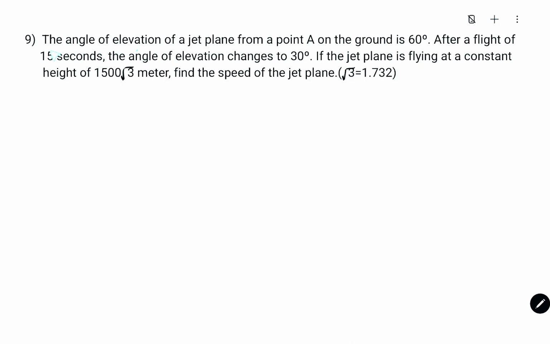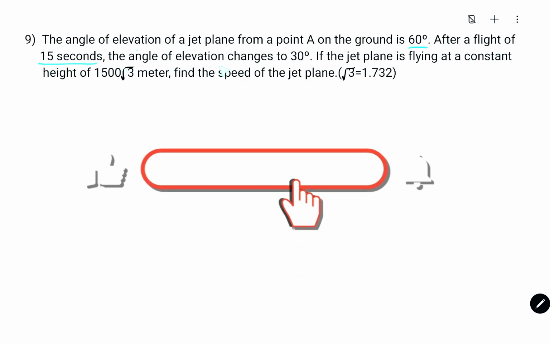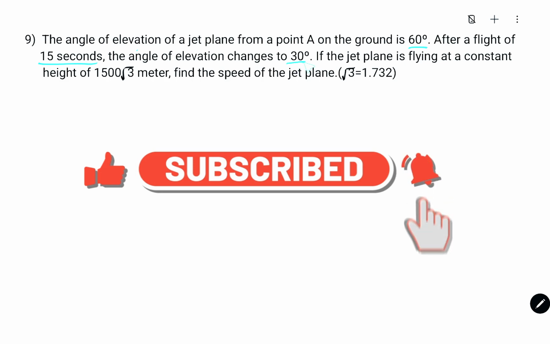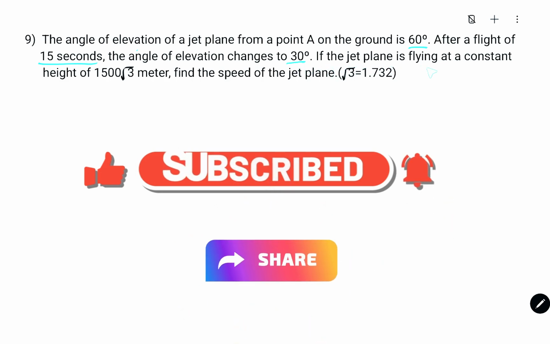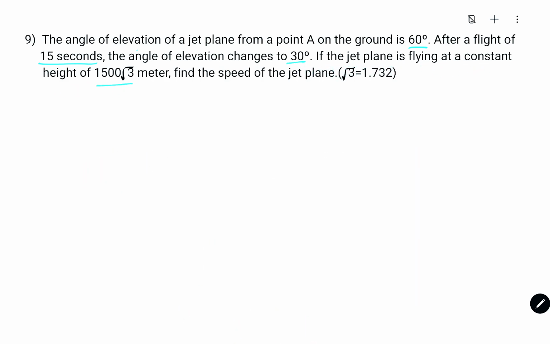Ninth question. The angle of elevation of a jet plane from a point on the ground is 60 degrees. After a flight of 15 seconds, the angle of elevation changes to 30 degrees. If the jet plane is flying at a constant height of 1500 root 3 meters, find the speed of the jet plane. Here the root 3 value is 1.732. We need to find the speed of the jet plane. In this question we have time and we need to find distance. Here speed is equal to distance by time.